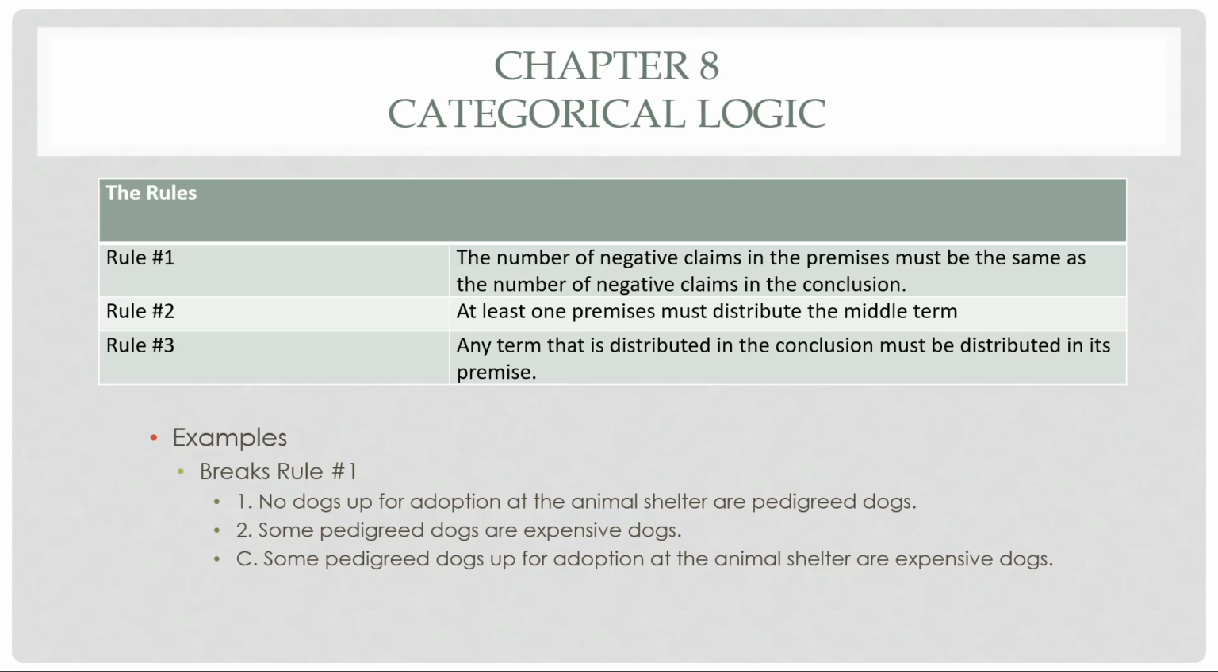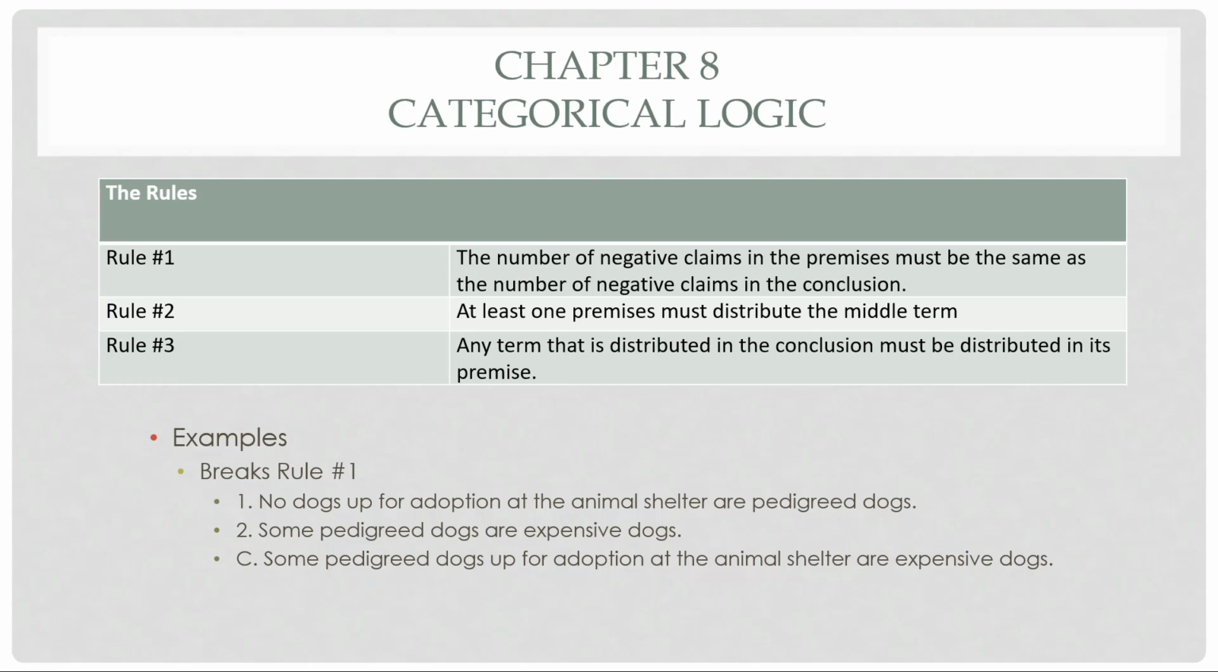The first rule is this: the number of negative claims in the premises must be the same as the number of negative claims in the conclusion. Now, since arguments only have one conclusion, in practical terms this means that if you have a negative premise, then you must have a negative conclusion, or the argument is going to be invalid.